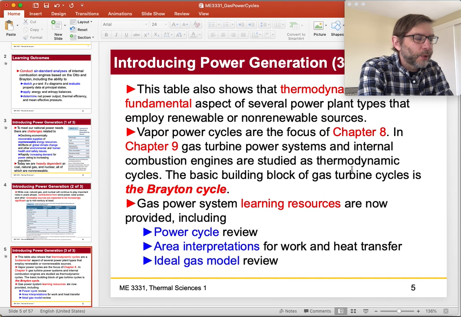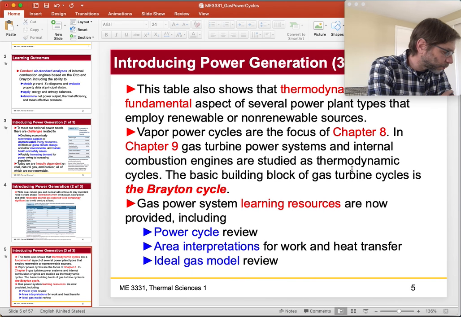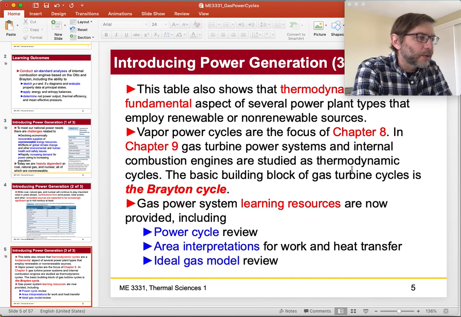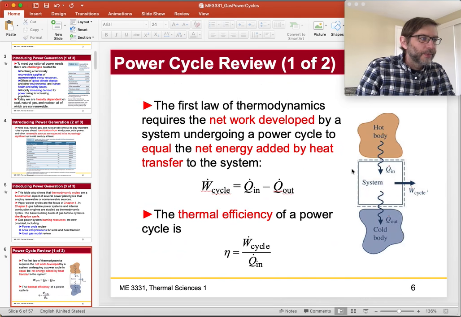Vapor power cycles are the focus of Chapter 8, which we've already covered. In Chapter 9, gas turbine power systems and internal combustion engines are studied as thermodynamic cycles. You know that the gas power cycle system in the gas turbine cycle is called the Brayton cycle, and then we talked a little bit about gas turbines a couple of lectures ago. So we're going to do that stuff.